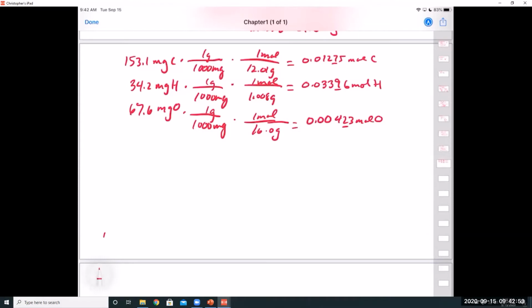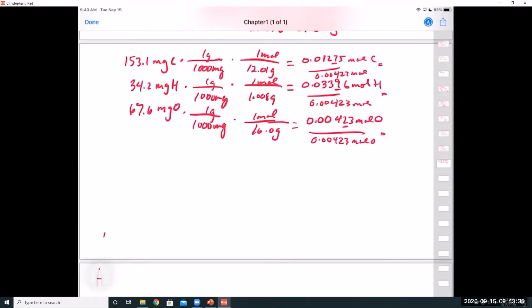So remember, the first step always with determining an empirical formula, no matter what, is you've got to get to moles of each element. So that's what we just did here. That lengthy process above was designed to get us to moles of each of these elements. And now once you have the moles, it becomes straightforward. You divide by the one that has the smallest number of moles, which in this case is the moles of oxygen. So you take 0.00423 moles of the oxygen, and you divide each one by 0.00423.